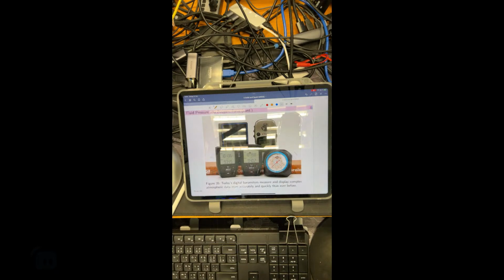Nowadays, every device is transformed into the digital age, right? Into digital format.